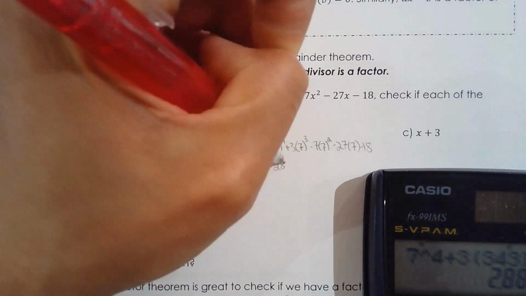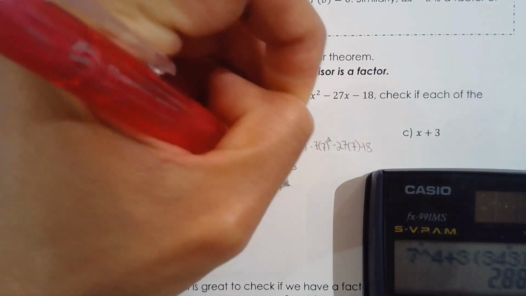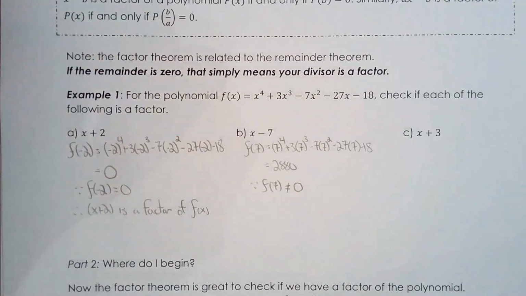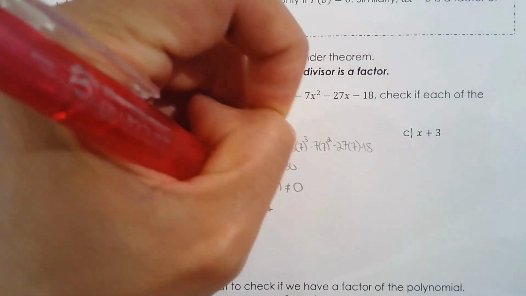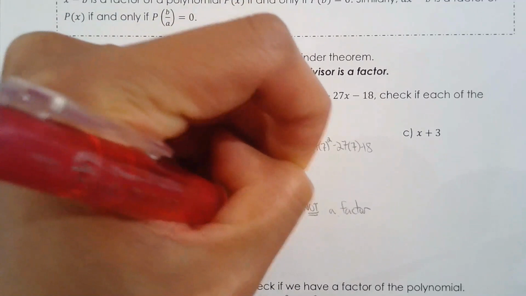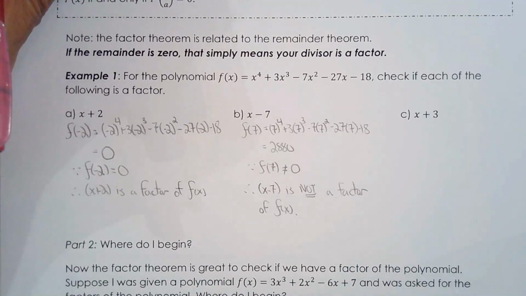2,880. Now, since f of 7 does not equal 0, I care that it's 2,880. All I care is not 0. So since it's not 0, then I'm going to conclude x minus 7 is not a factor of f of x. Okay? I don't care. It's 2,880. All I know, it's not 0.